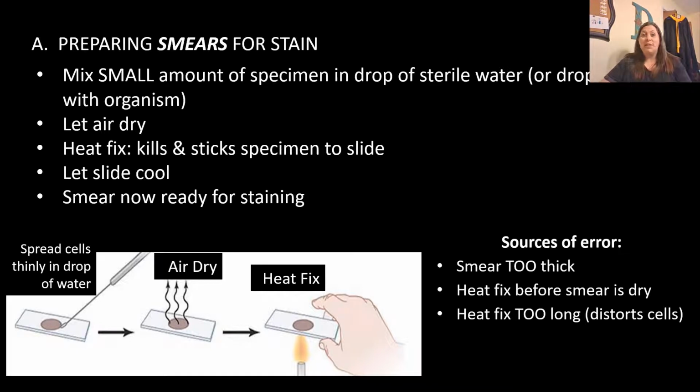Now, some sources of error that can occur when you are preparing a smear. Your smear might be too thick. You put too much of the specimen on one little area. Also, your heat fix happened before you let it air dry. Again, we talked about how we sometimes get impatient. Or you heat fixed for too long. If you heat fix for too long, it distorts what the cells look like.